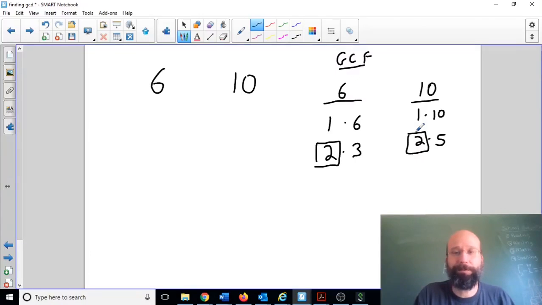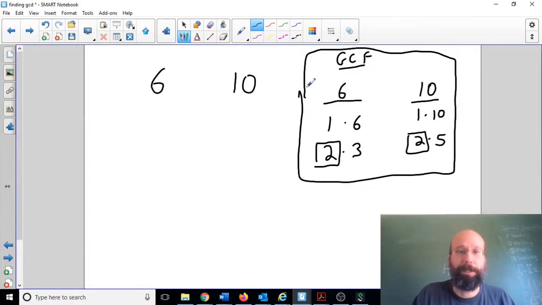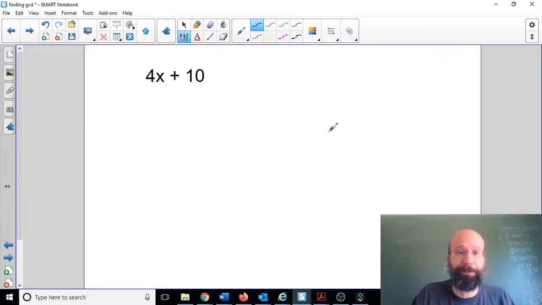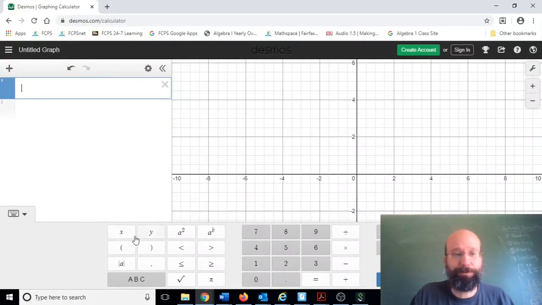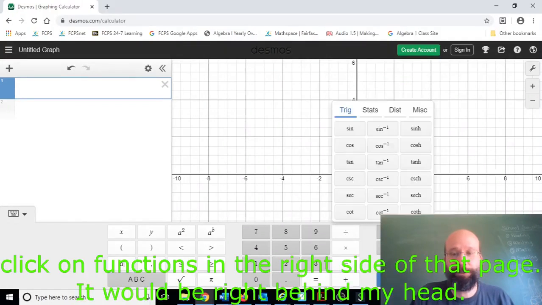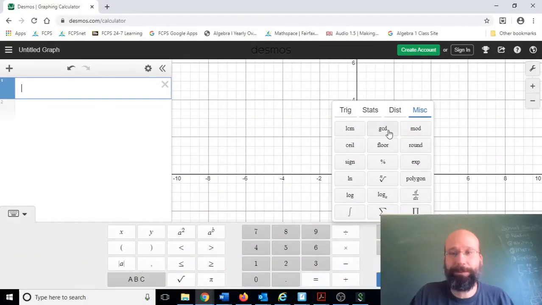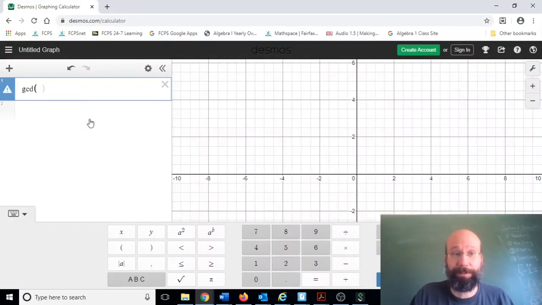So for some of you, you're going to be able to do this without having to use Desmos and without having to write all this down if you wanted to do it by hand. But I'm going to show you today how to use Desmos. So like I said, first thing when we're finding the GCF is we're going to look for the numbers first. So we need to go to Desmos. In Desmos, to find a GCF, you want to hit the keyboard arrow, hit functions, and then go over to miscellaneous, and it's this one here, GCD, greatest common divisor. For our purposes, they're the same.